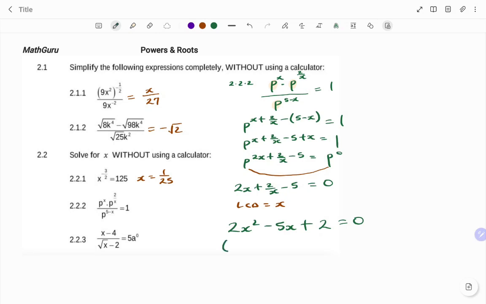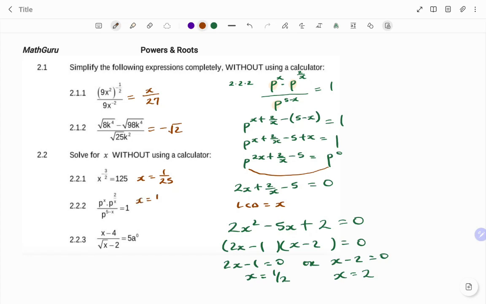To solve for x, I'm going to factorize my left hand side. Factorizing, that will be 2x minus 1, x minus 2. So therefore, 2x minus 1 equals to 0. X will be half, or x minus 2 equals to 0. X equals to positive 2. So for this exponential equation, x is either half or x is equal to positive 2.